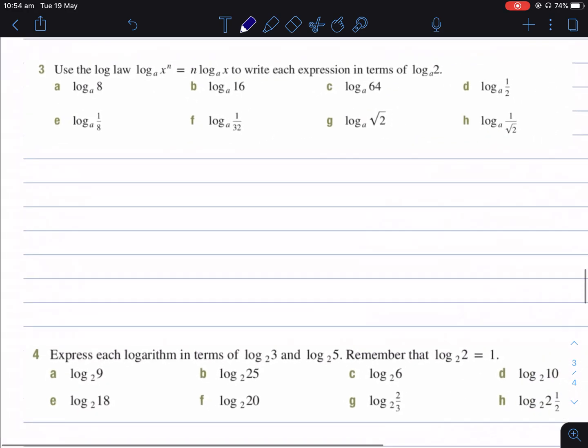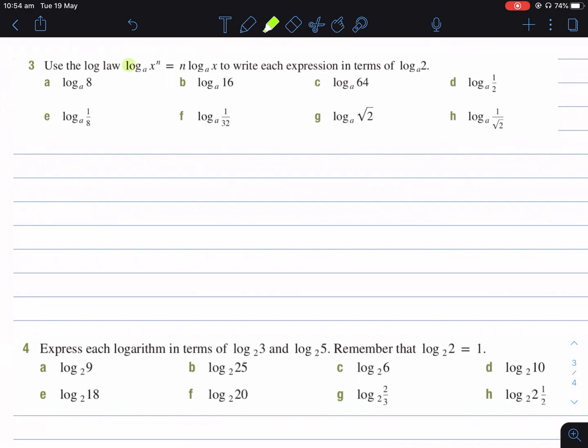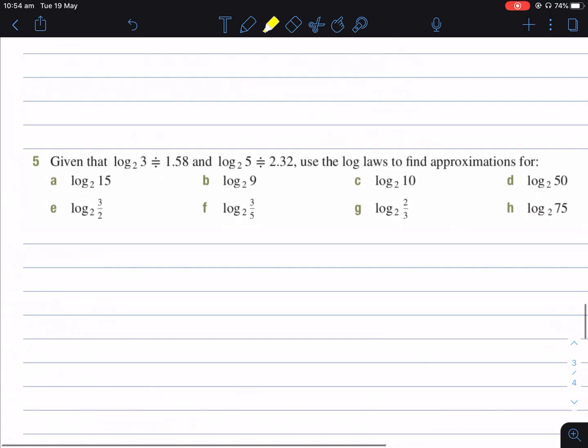Control C, Control V. Okay, now we're using my personal favourite log law, even though I know you shouldn't have favourites. I know. This is my favourite. Just like sine is my favourite trig ratio. To write each expression in terms of log base A of 2. Now, they'll tend to ask you things like this if, like, log base A of 2 is 1.73, so figure that out. You'll see later on, literally in question 5.